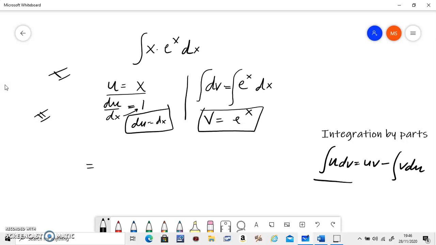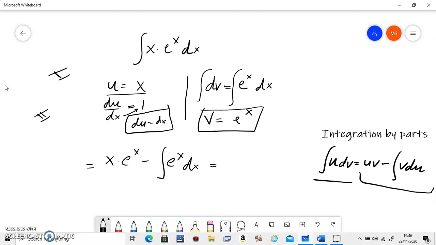And in step 2, take these two things and plug them on the right hand side. So in place of u, you write x. In place of v, you write e to the x. And in place of du, you write dx.